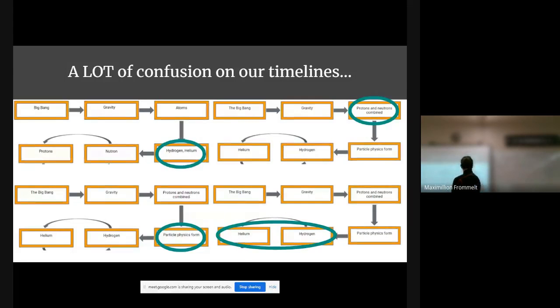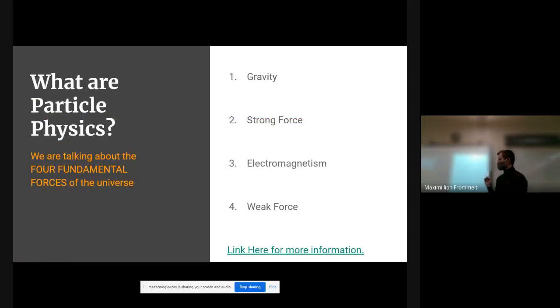So the other thing that I wanted to iron out is what exactly those particle physics were. I realized in my explanation, I never went through in depth on those four forces. They were referenced a lot in your Edpuzzle videos, but particle physics is referring to the four fundamental forces of the universe. And so those fundamental forces you can see on screen. I also included a link for more information in case you want to be able to determine those differences better.